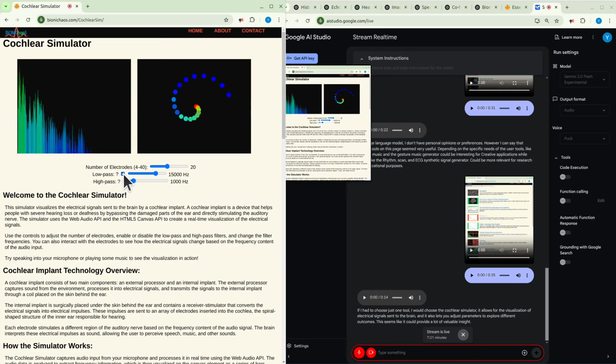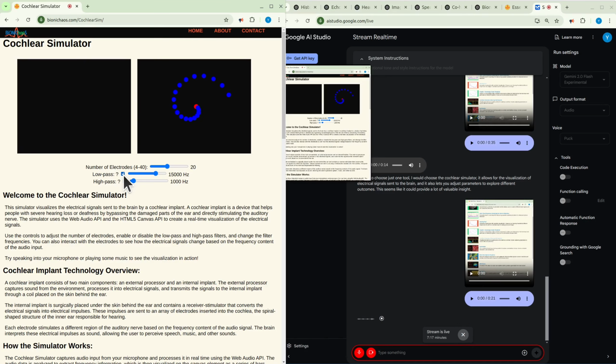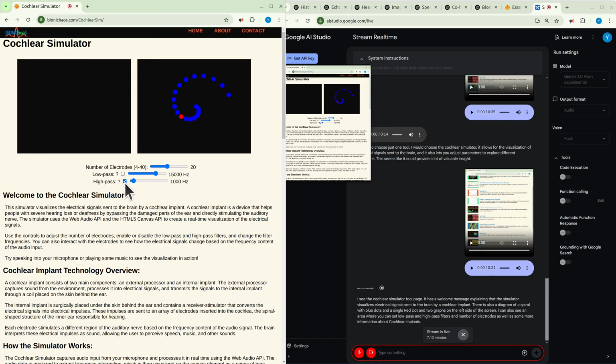Okay, so I opened the tool. What do you see? I see the Cochlear Simulator tool page. It has a welcome message explaining that the simulator visualizes electrical signals sent to the brain by a cochlear implant. There is also a diagram of a spiral with blue dots and a single red dot, and two graphs on the left side of the screen.